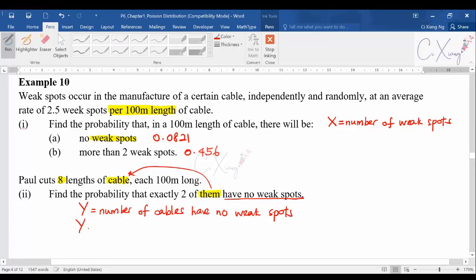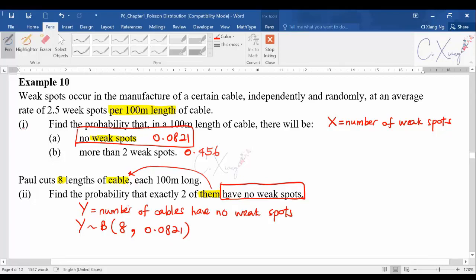So from here, Y is binomial distributed with n equals 8. And what's the probability that you should put here? You should put the probability of the cable not having a weak spot. What is the probability for a cable not having a weak spot? The answer is in part A already. So you should put 0.0821 in this question.